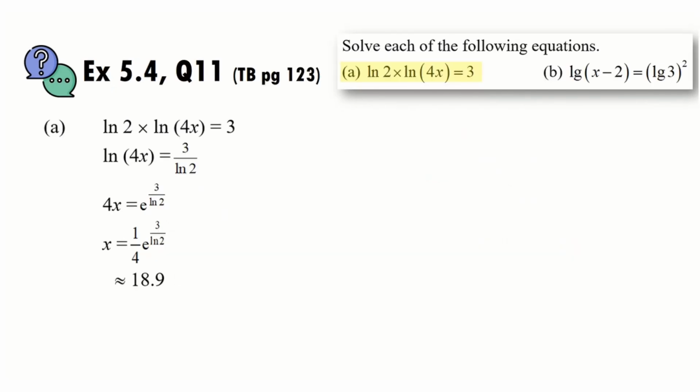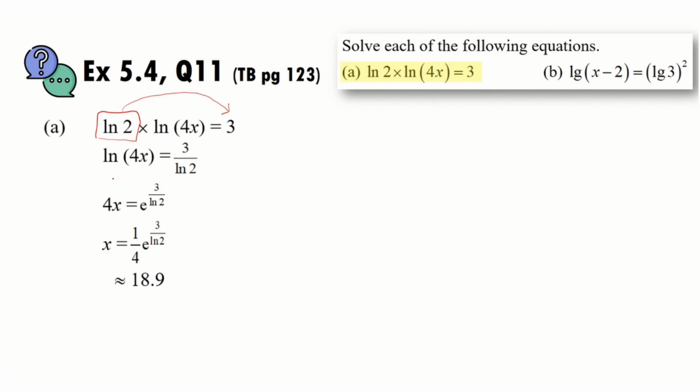We will now take a look at Exercise 5.4 question 11 found in your textbook page 123. We will only be looking at part A and part B. Firstly, looking at part A, we want to solve ln 2 times ln 4x equals to 3. We need to first observe that ln 2 is a value that we can compute from our calculator. Hence, what we should do is to bring ln 2 over to the right hand side. It is a very common mistake to think that we can combine ln 2 times ln 4x into a single logarithm. Take note that the product law does not apply in this case.